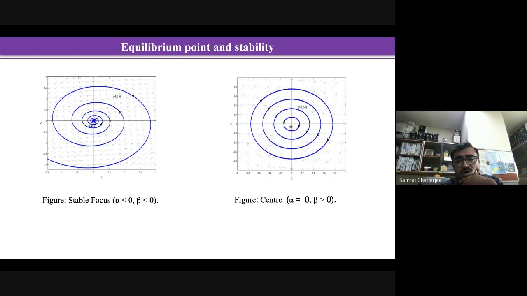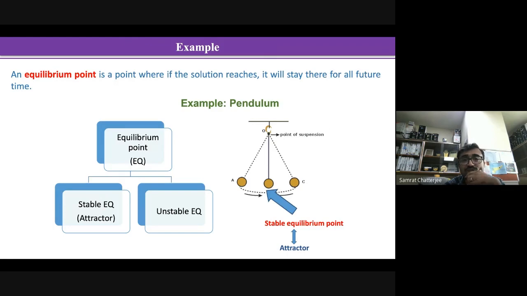So this, I think you all know. For example, if you have a stable focus, the real part of the equilibrium point is less than zero, it will be a stable focus. It looks like this. If it becomes zero, I mean, if you have purely imaginary roots, it will become a center, it will start oscillating. So these are the solutions which you find for a differential equation when you can't solve it.